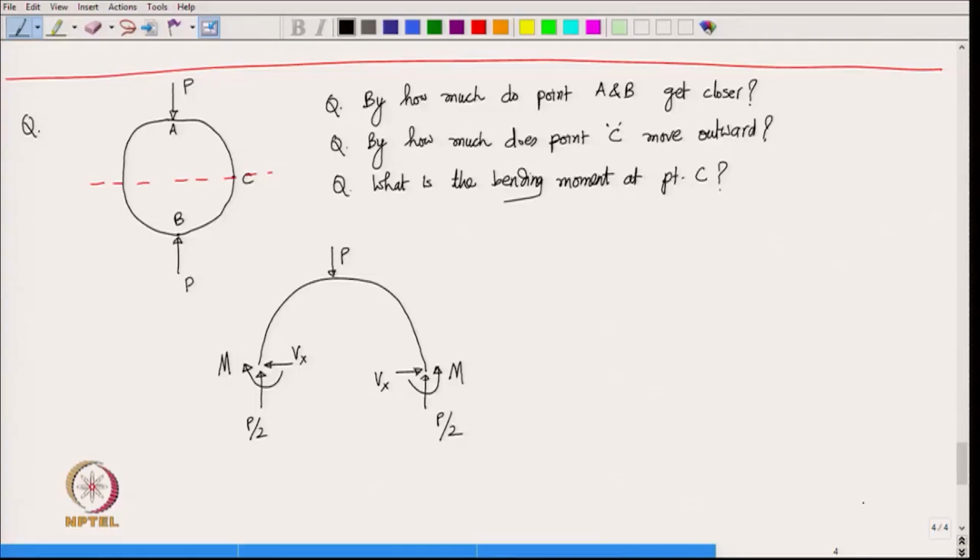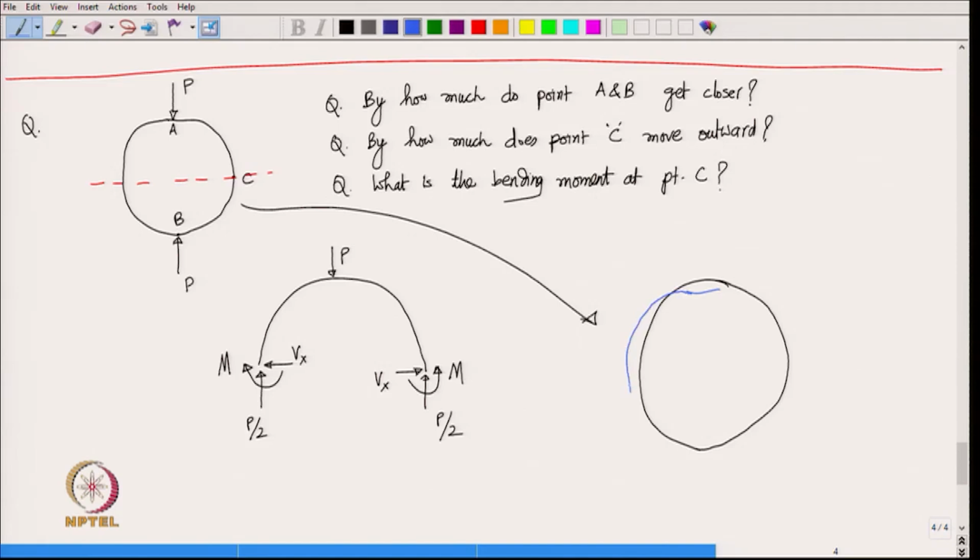All right. Now, think of what really happens to this full ring when the load has acted. So, we have this full ring before deformation, and after the load acts, it is going to get deformed, and maybe it is going to become something like this. Right. So, the points here have gone outside, whereas these points have gotten closer.